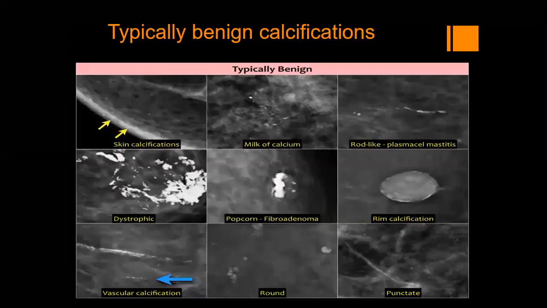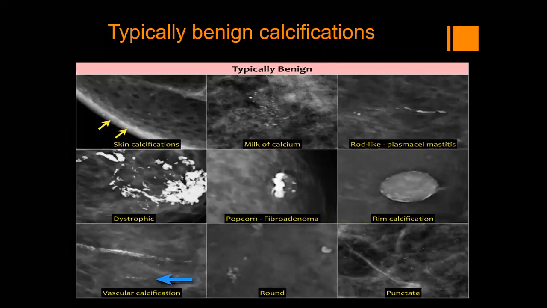Okay, finished the asymmetry, going to calcifications. As you know, by morphology we have 9 groups of typically benign calcifications: skin, milk of calcium, rod, rim calcification, bone, dystrophic, vascular, round, punctate, or sutures. Round and punctate are now joined in one group, and the 9th one is suture calcification. These are typically benign calcifications.